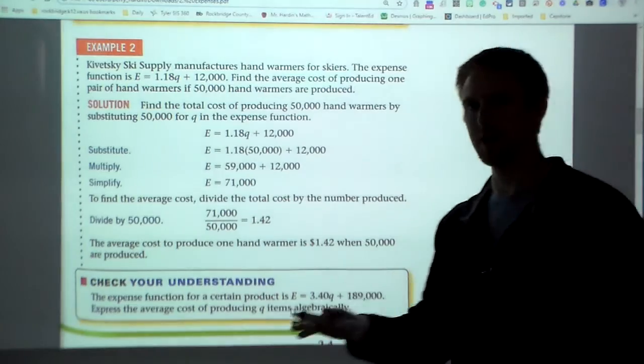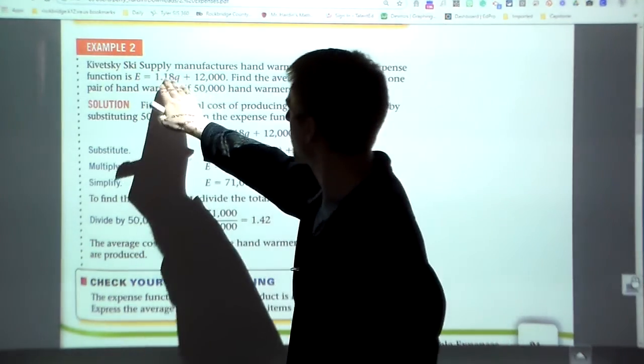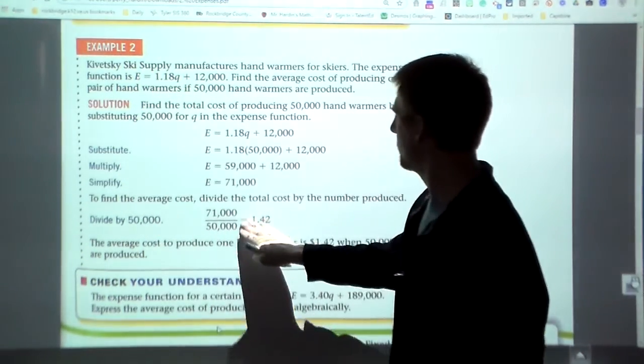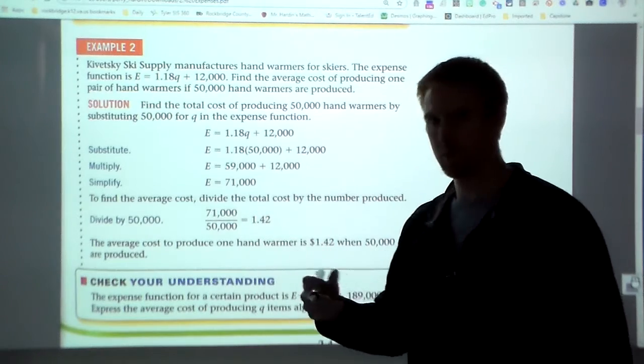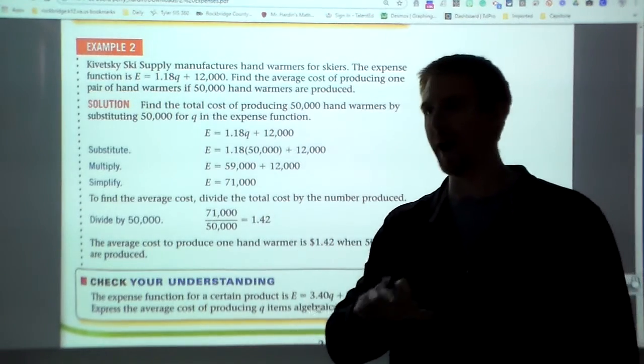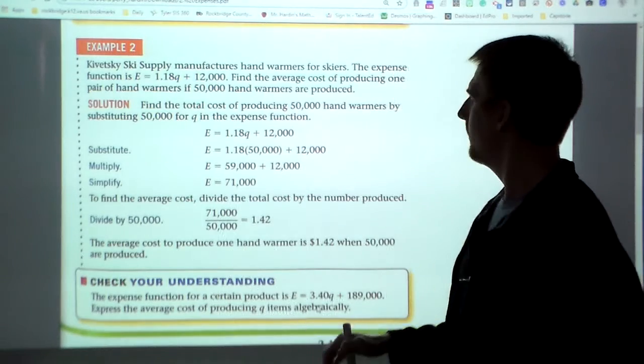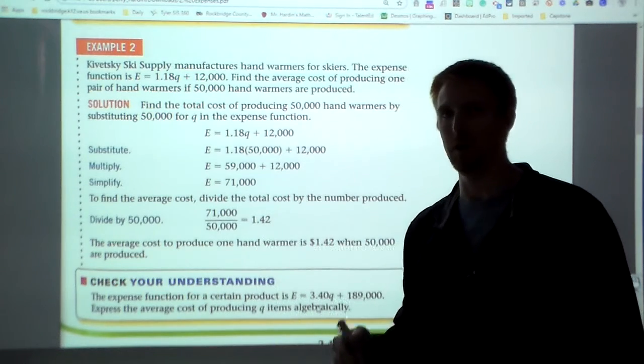Okay? Just to clarify, this was the average cost of materials. This is the average cost total, all right? Factoring in all of my expenses, this is my average cost to make one pair of gloves.